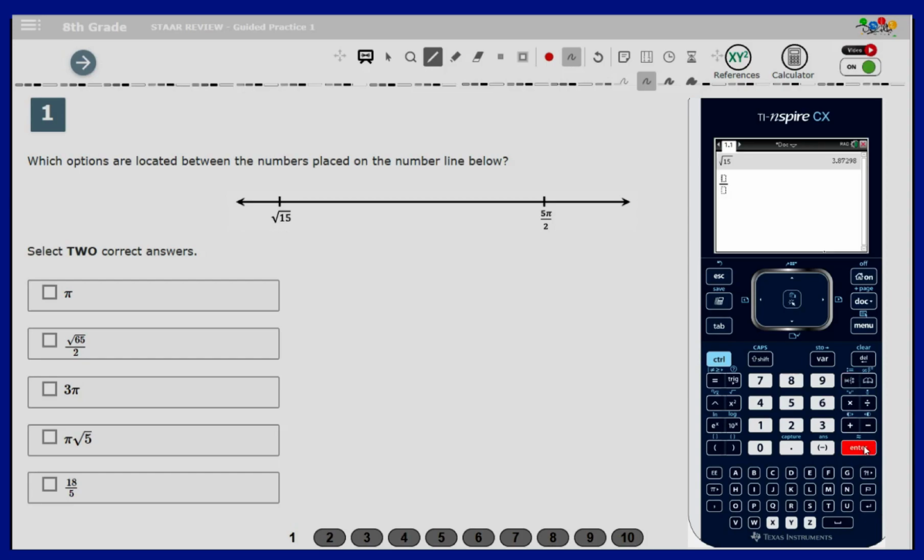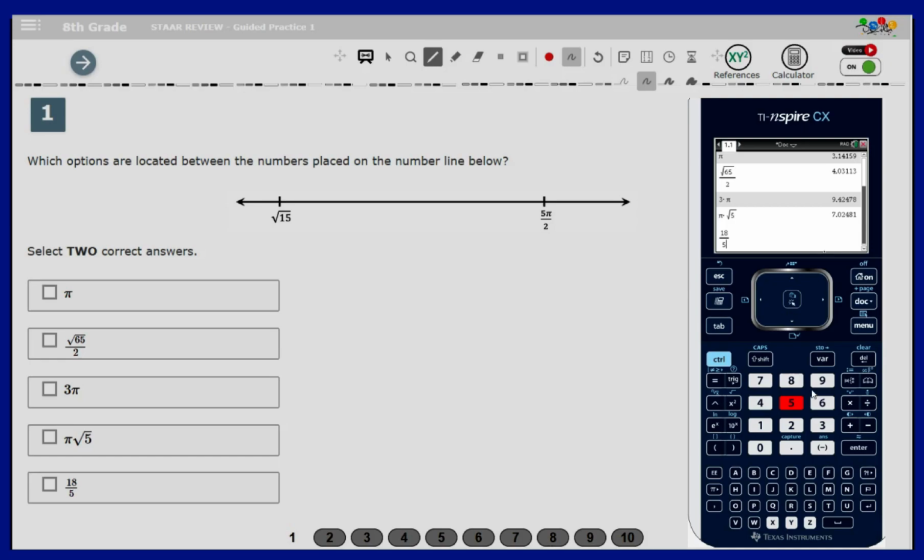So I need a fraction, so I'm going to use my fraction divided by 2. Now I'm going to look at the answer choices and do the same thing. I need a fraction again, and it's a square root divided by 2. Then I got 3 pi. Then I got pi square root of 5. And the last one is a fraction, 18 over 5.